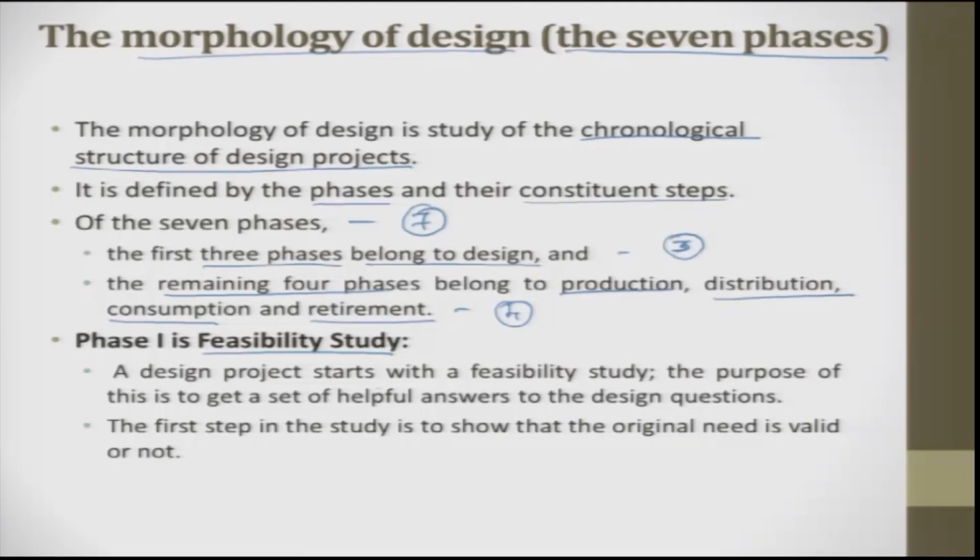A design project starts with a feasibility study. The purpose is to get a set of helpful answers to the designer's question. For example, a designer comes to you and says, can you try to find out a solution for this problem and I give you 20 rupees. Or somebody comes and says, I would like to have a material which is very brittle, very tough and which has very high strength and wear resistance. So, now immediately if you go back to the data book or look at many materials, it becomes a little difficult for you to come up with one.